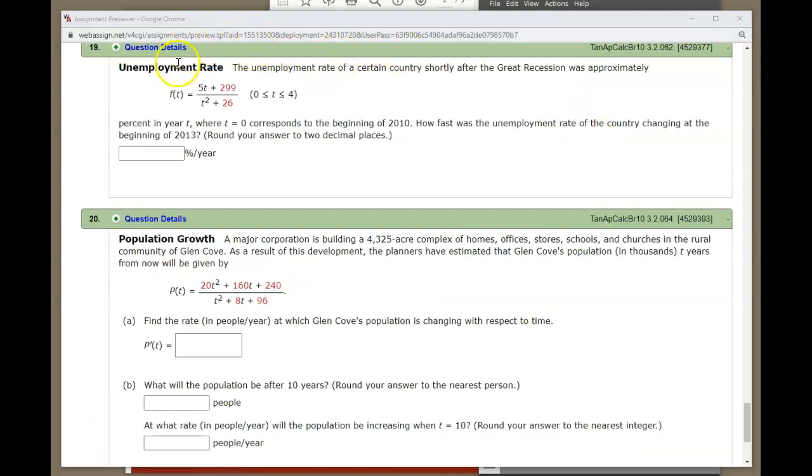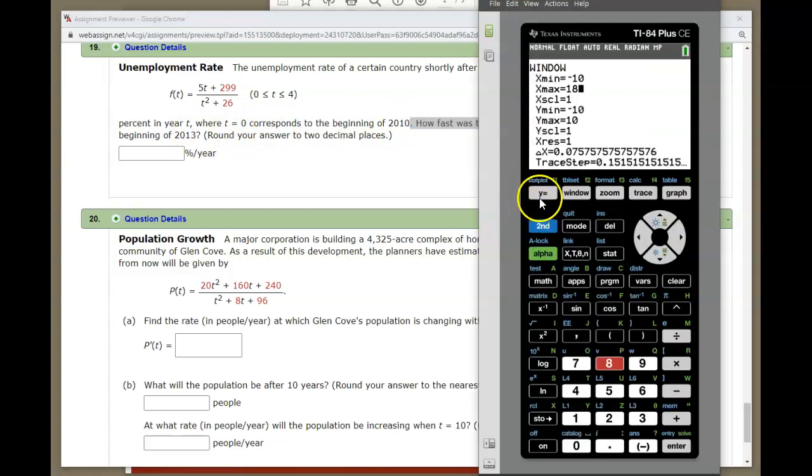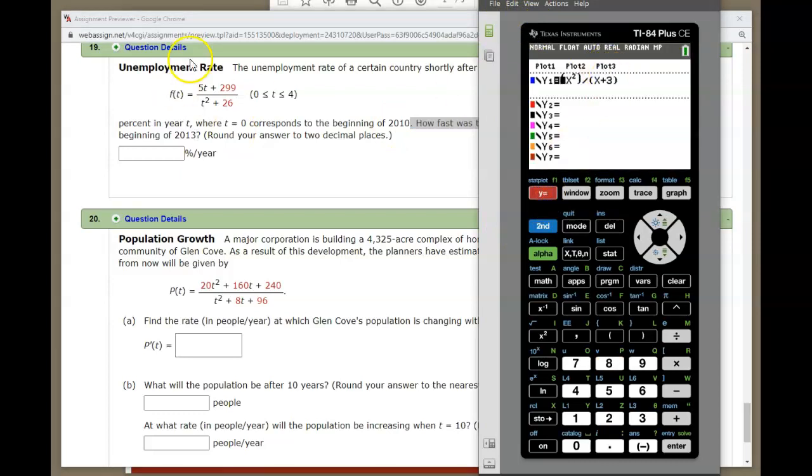On number 19, I do not ask for a derivative. It is asking for how fast is the unemployment rate of the country changing. Well, this is the unemployment rate function, and the derivative is how fast things are changing. It's the slope. That's what the slope means. So when you're looking at the rate of change here, it's just the derivative at the beginning of 2013, which, since t equals 0 is 2010, would be t equals 3. So I really want to put it in my calculator, y equals, I want it at t equals 3. So put that formula in, second trace, dy dx.